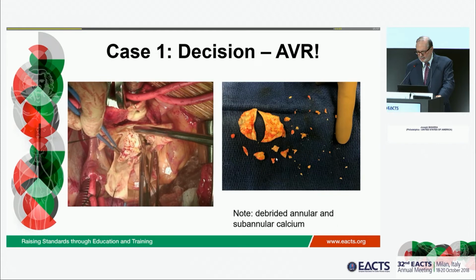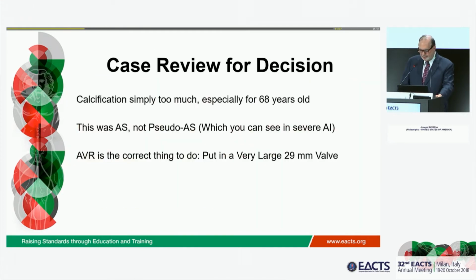So the case review for this one is the calcification was simply too much, especially for a 68-year-old. This was not pseudo-AS, which you can see in severe AI cases. This was real AS. AVR was the correct thing to do. We put in a very large 29-millimeter valve.